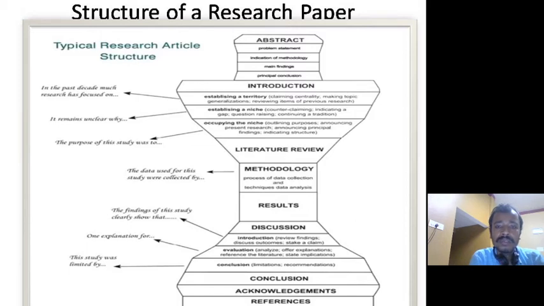Then comes the literature review. The literature review is conducted to find the research gap. Related literature on the topic and area is required to be reviewed to find out the research gap.